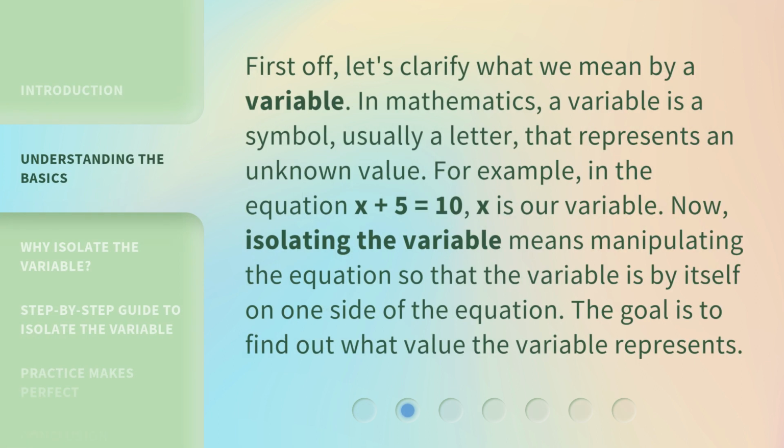First off, let's clarify what we mean by a variable. In mathematics, a variable is a symbol, usually a letter, that represents an unknown value. For example, in the equation x + 5 = 10, x is our variable. Now, isolating the variable means manipulating the equation so that the variable is by itself on one side of the equation. The goal is to find out what value the variable represents.